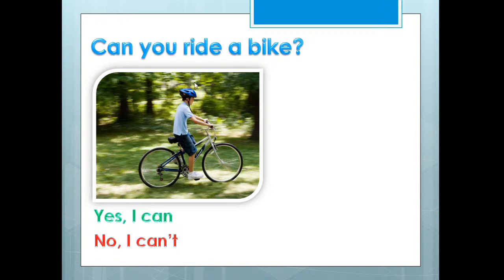Okay, so about riding a bike, a student told me that she can do that, and another student also told me that she can do that. Very good, guys.